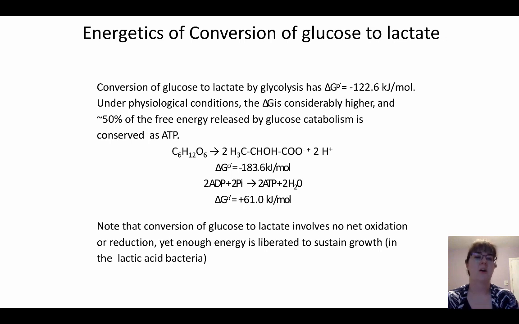Just to compare, when glucose goes to lactate by glycolysis, it has a standard delta G value of negative 122.6 kilojoules per mole. Under physiological conditions, you actually have a higher delta G value, where about 50% of the energy released is conserved by ATP, which is pretty good for energy conservation. Notice that when you have glucose to lactate, you have no net oxidation or reduction, but you still have enough energy to sustain growth. So these pathways have been around for a while for good reason.